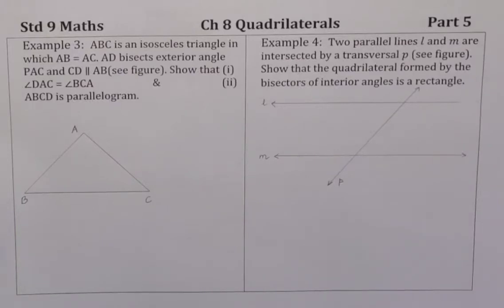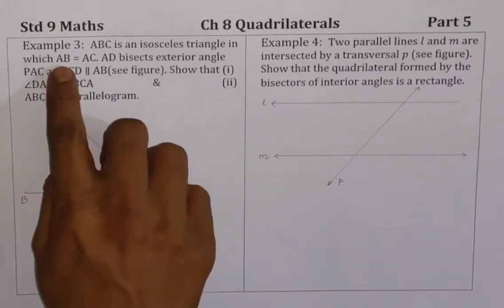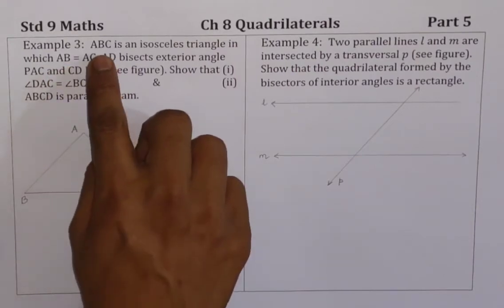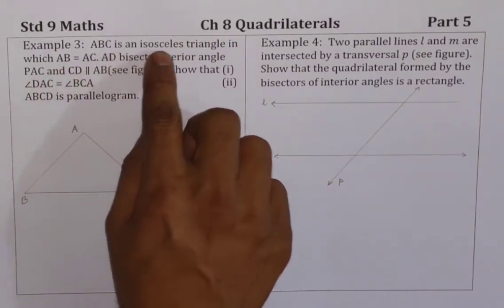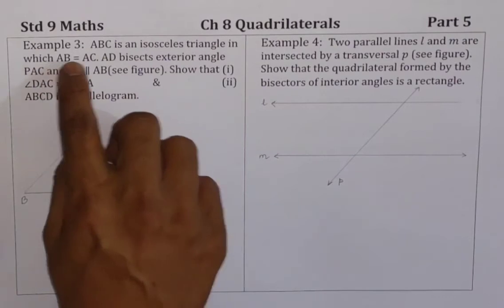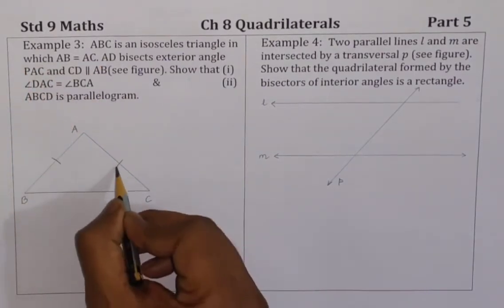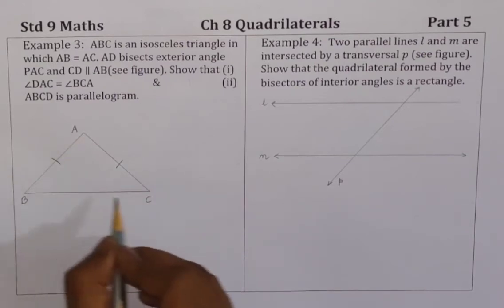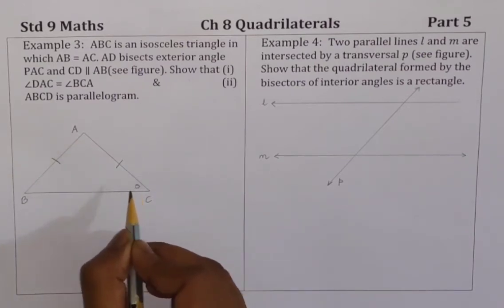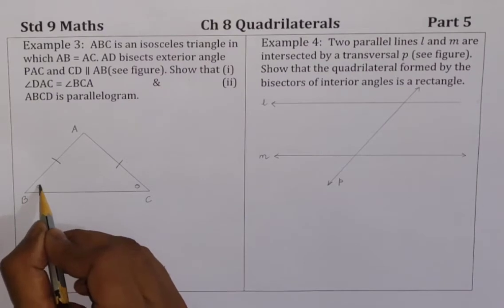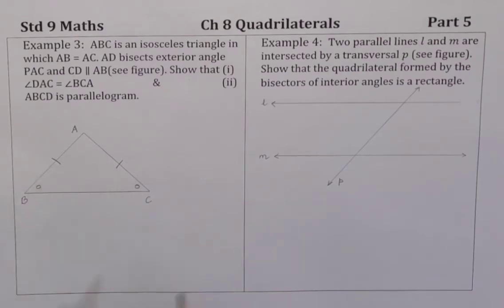Moving ahead, after the second example, it's the third one. Let's see, triangle ABC is an isosceles triangle in which AB is equal to AC. So here is AB and AC, they are equal. If you want, the angle opposite AB and the angle opposite AC, the result connected with that we get.